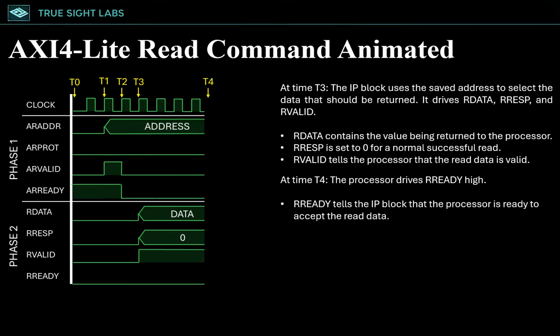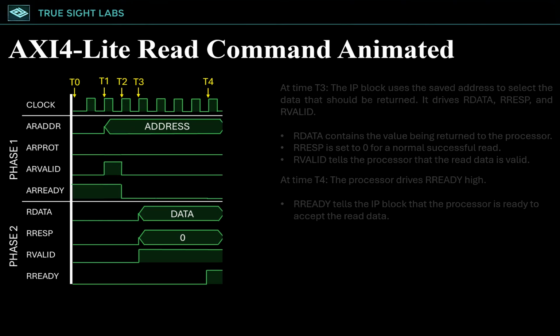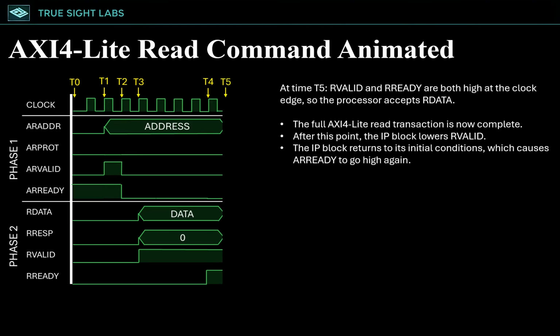At time t4, the processor drives RReady high. RReady tells the IP block that the processor is ready to accept the read data. At time t5, RValid and RReady are both high at the clock edge, so the processor accepts RData. The full AXI4-Lite read transaction is now complete. After this point, the IP block lowers RValid. The IP block returns to its initial conditions, which causes ARReady to go high again.